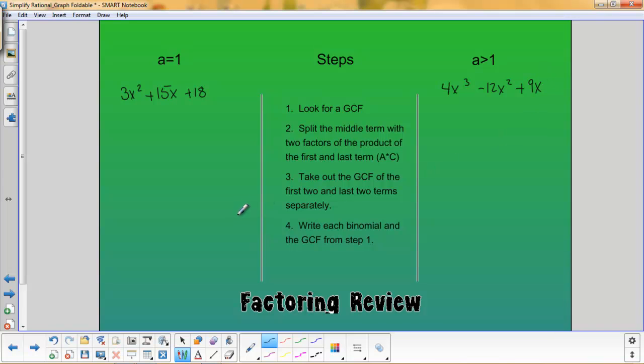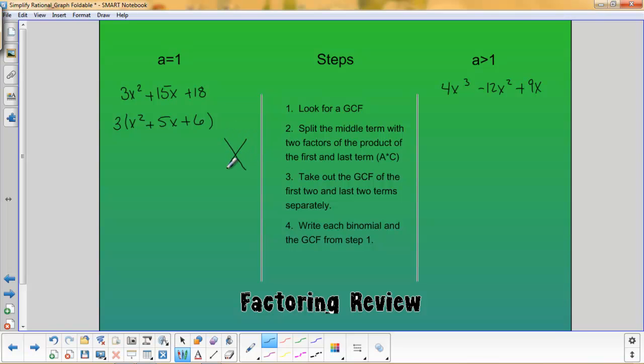At this time, I strongly recommend that you pause the video, follow these 4 steps, and find your factored form of each of these two expressions. Alright, these are the steps that you should have taken in order to solve it. Number 1, find the GCF. Number 2, we'll be splitting the middle term.